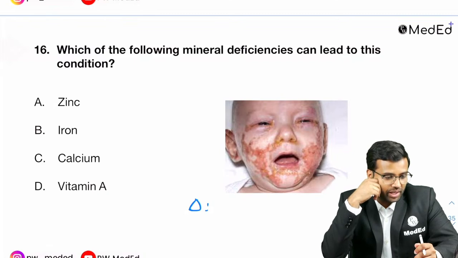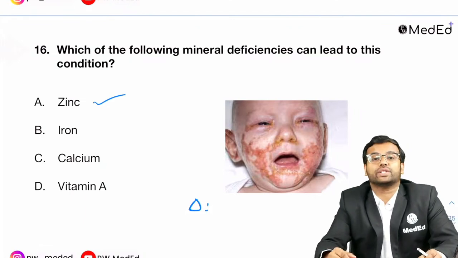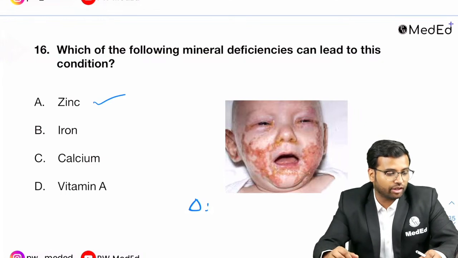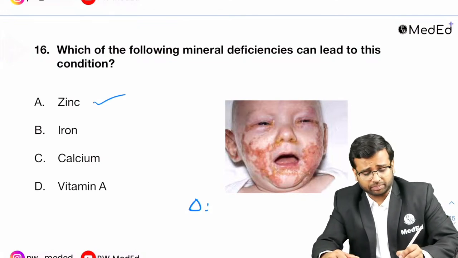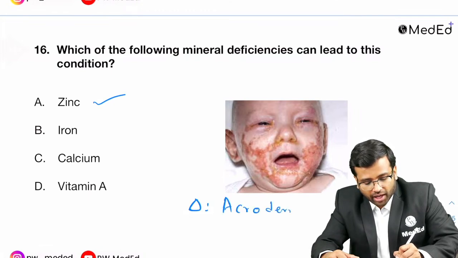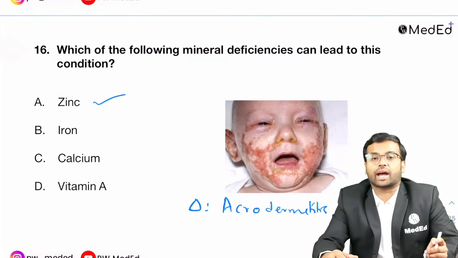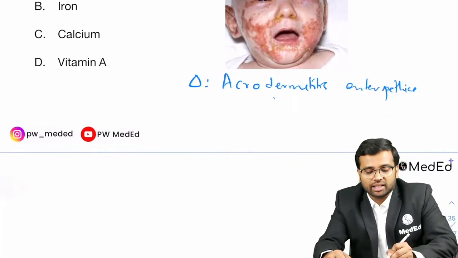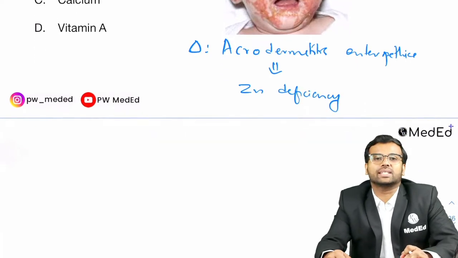All of you are answering it as A. Very good, all of you. So this is an example of a deficiency of zinc. What do you call the deficiency of zinc? Monica, Fahim, Medpsycho, Rahil, all of you are answering, PK, okay, Ashrafi Rahman. So here the diagnosis is going to be acrodermatitis enteropathica. What is happening in acrodermatitis enteropathica? There is going to be a zinc deficiency.